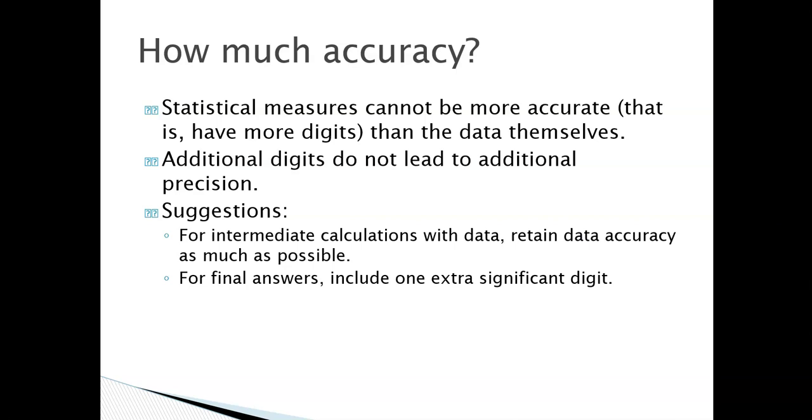Statistical measures cannot be more accurate, which means that we cannot have more digits than the data themselves. Additional digits don't lead to additional precision. So as a suggestion, for intermediate calculations with data, retain data accuracy as much as possible, and for final answers, include one extra significant digit if needed.